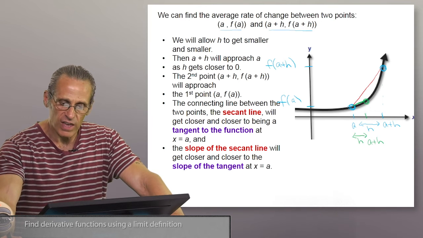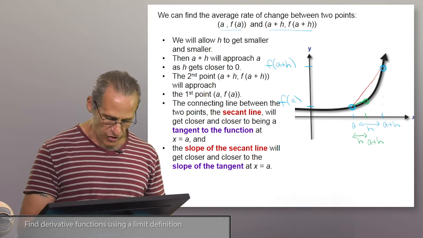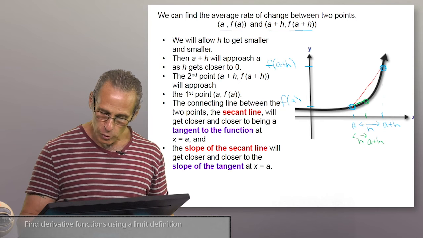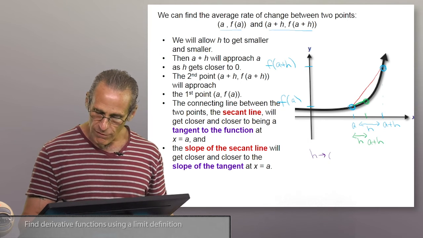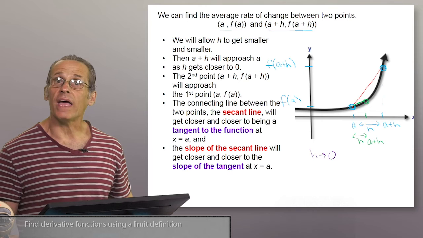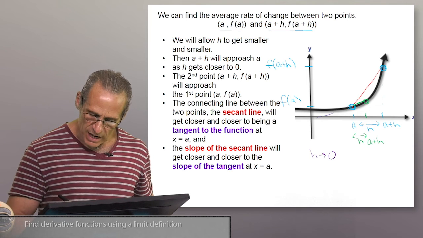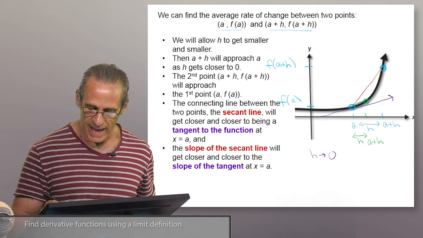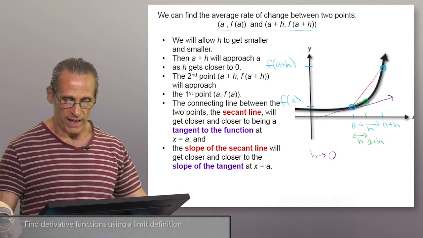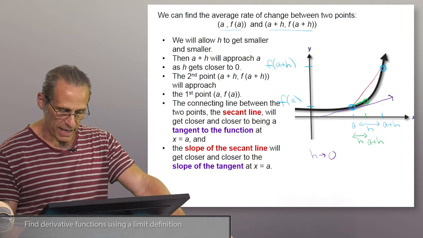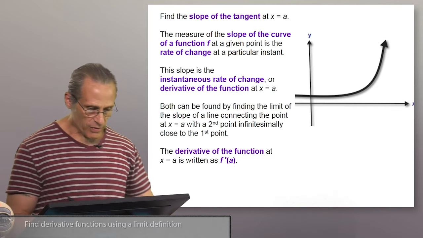And the concept says if I allow h to approach 0, get very close, my 2 points, a and a plus h, get very close, then that secant line approximates the tangent line at a. And the slope of that tangent line is the slope of the curve at a. So that's what we're going to do.